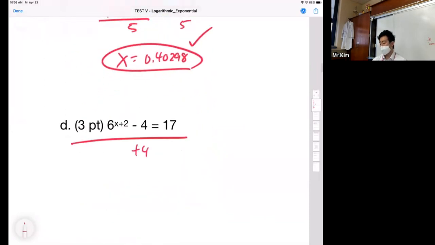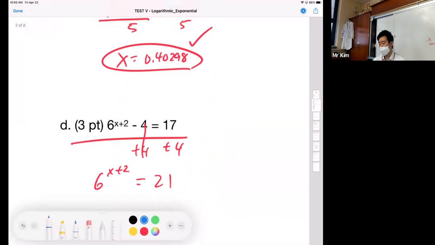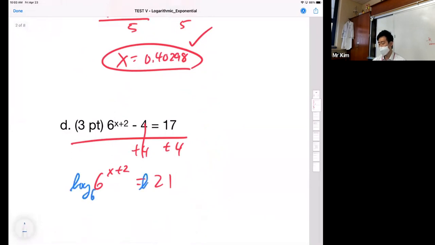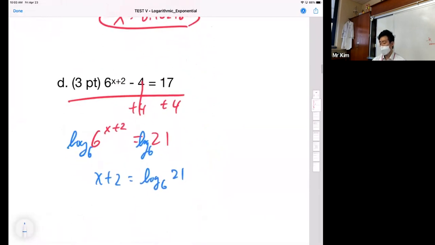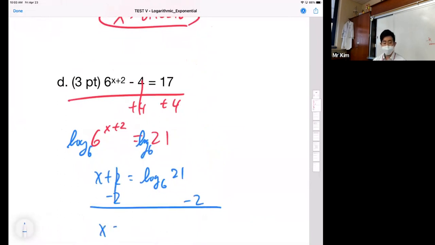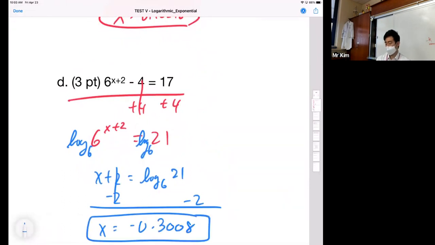This one, add the 4. I've seen a lot of students do that. This one was good. Then you take log. If you want to take log base 10 or log base 6, it's up to you. But I always like to convert into a logarithmic format. So x plus 2 equals log base 6 of 21. You just put that in the calculator and subtract 2 from it. X here should have been negative 0.3008, about this much.